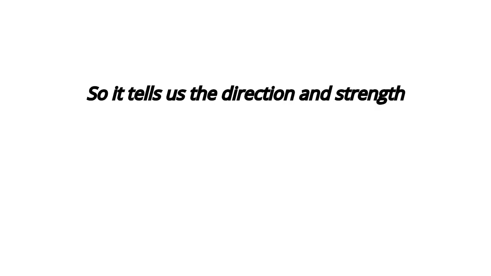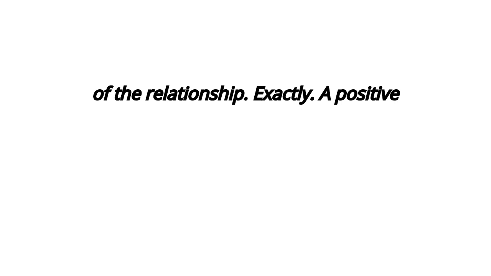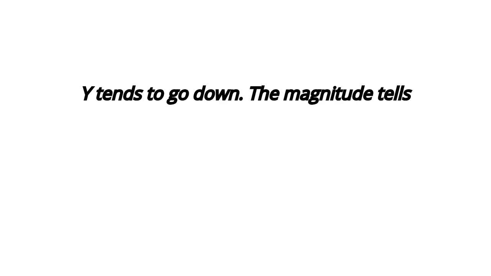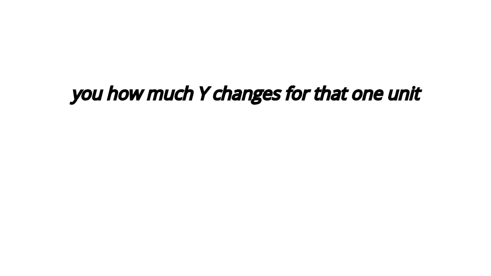So it tells us the direction and strength of the relationship. Exactly. A positive slope means as x goes up, y tends to go up. A negative slope means as x goes up, y tends to go down. The magnitude tells you how much y changes for that one unit change in x.